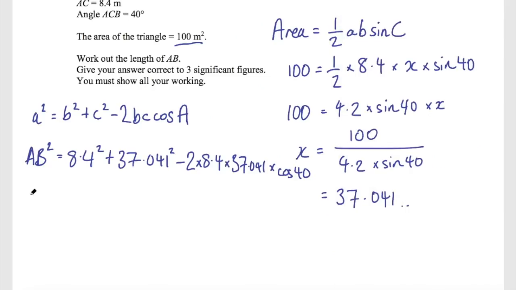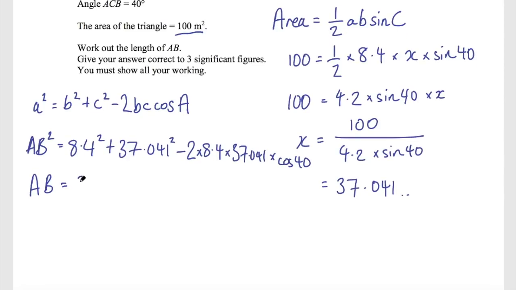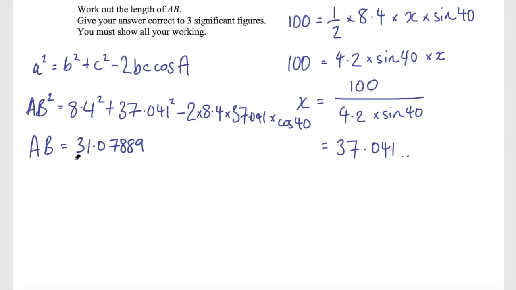Press equals, and we get 31.07889. Okay, so therefore AB equals 31.07889. And the question says give your answer correct to 3 significant figures. So these are the first 3 significant figures here, and we need to look at the next number, which is a 7. Is that 5 or more? Yes, it is, so we need to round that 0 up by 1. So our answer here is going to be approximately 31.1 meters.